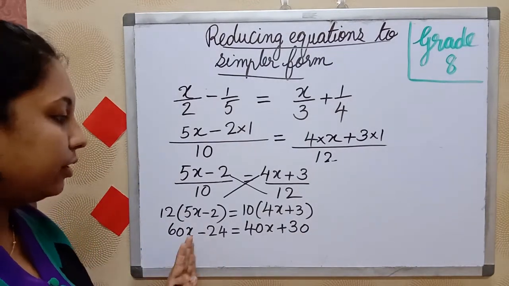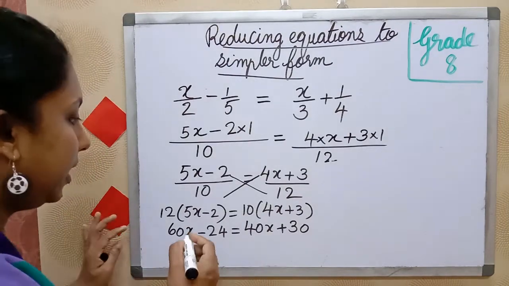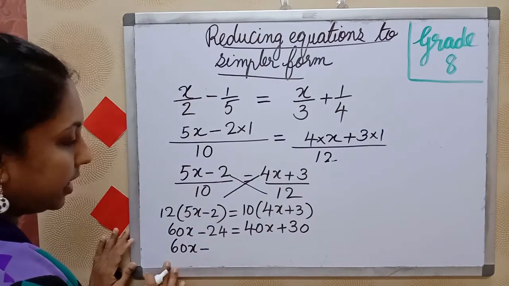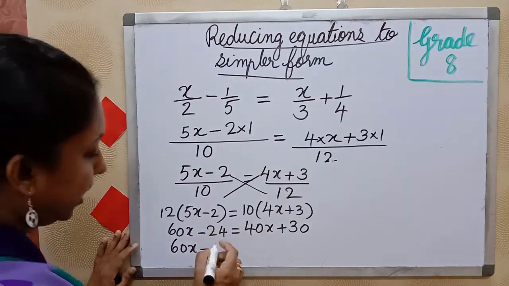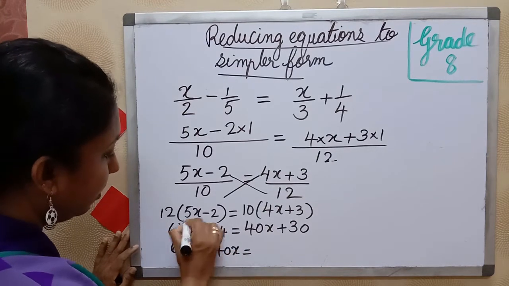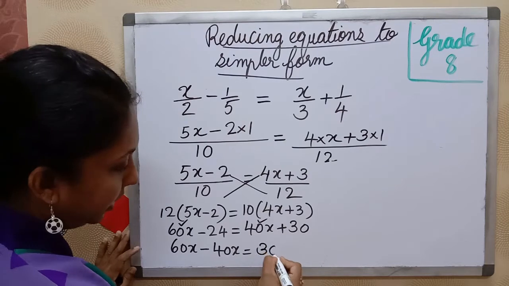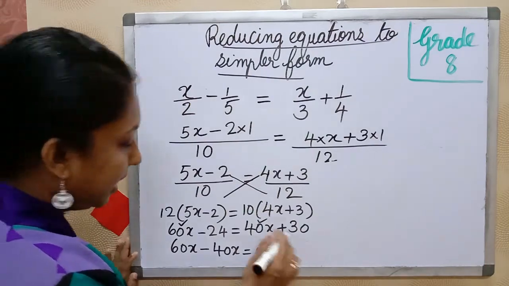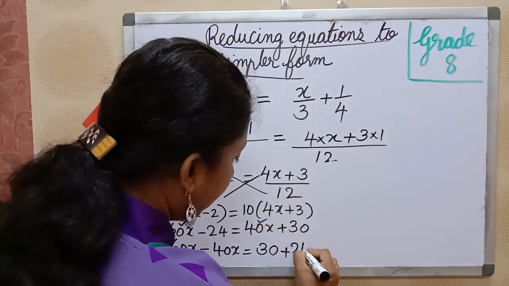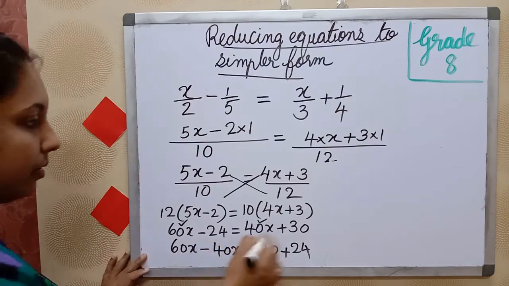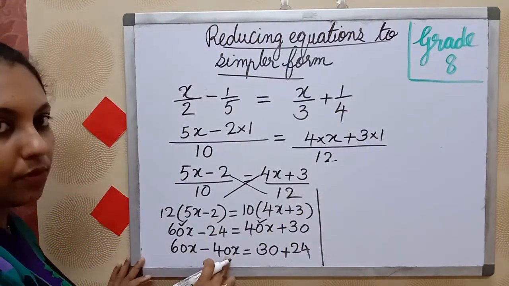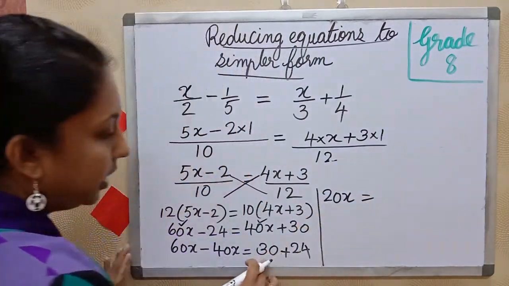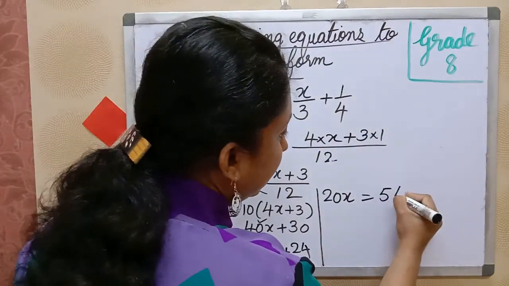Now we can do this easily using the transpose method. That is 60x minus 40x, variables on one side, variable term on the LHS. 40x is equal to, then RHS 30 is already there. Then we have to transpose minus 24 to RHS, that is minus 24 becomes plus 24. Then 60x minus 40x is 20x is equal to 30 plus 24 is 54.